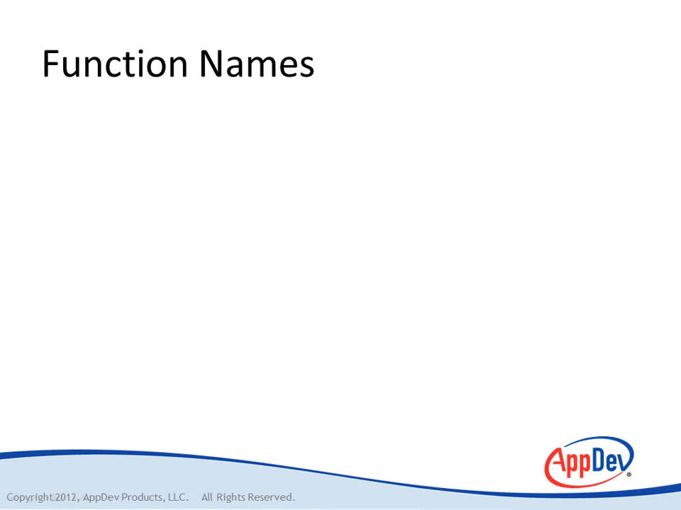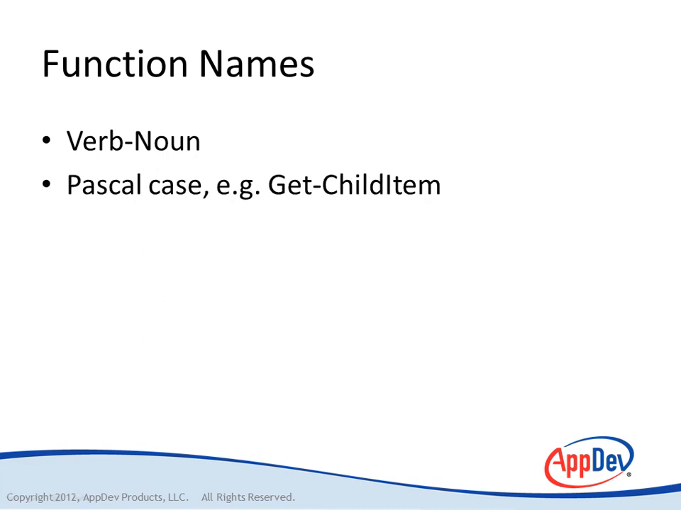If you're going to be sharing your functions with anybody else, I think it's really important that you follow the verb-noun naming convention for your functions. And the convention is to use Pascal case. So, in other words, big G on the Get, and then capital letters on the words, so Get-ChildItem.